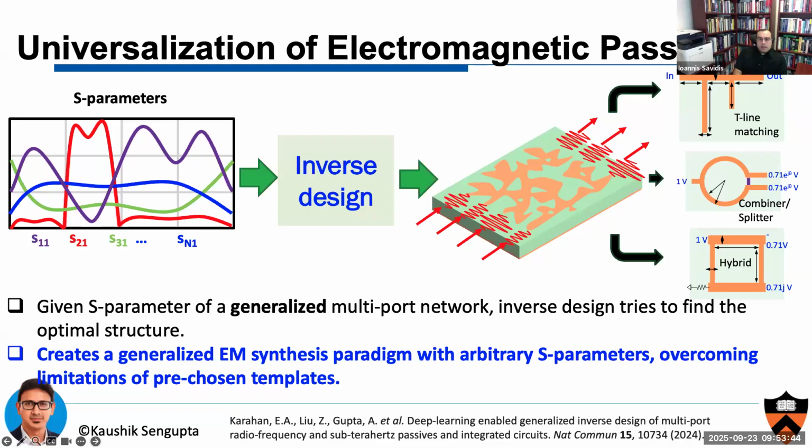Framing this in this way does two things. First, it allows for generalization, so arbitrary structures can behave as a matching network, combiner, or splitter for any end port passive devices. Second, you have this concept of inverse design that Dr. Sengupta has been using, that allows us to generate structures beyond what human intuition comes up with. And there are no templates for a given specification either, so we can invent new circuits that do not exist.